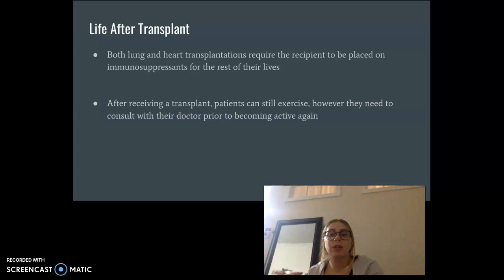Obviously, after you get a transplant, you're not just going to be fine and dandy. You are going to need to be on medications, which are immunosuppressants, for the rest of your life, but you can still live a seemingly normal life, and you can still exercise as long as you consult with your doctor regularly, making sure you're still healthy enough.